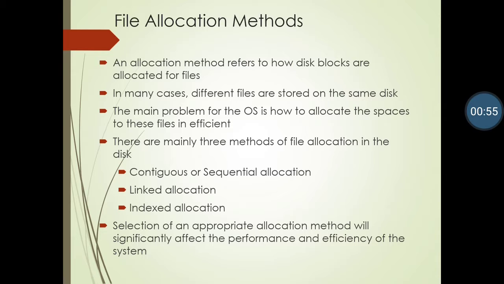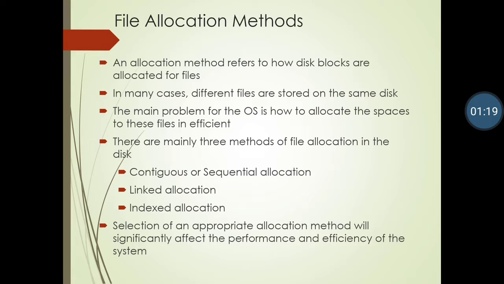These blocks need to be stored within disk blocks. How can we store these blocks into a secondary device? For that we are using a file allocation method. Now we can discuss the concepts which are given in the slides. An allocation method refers to how disk blocks are allocated for files.